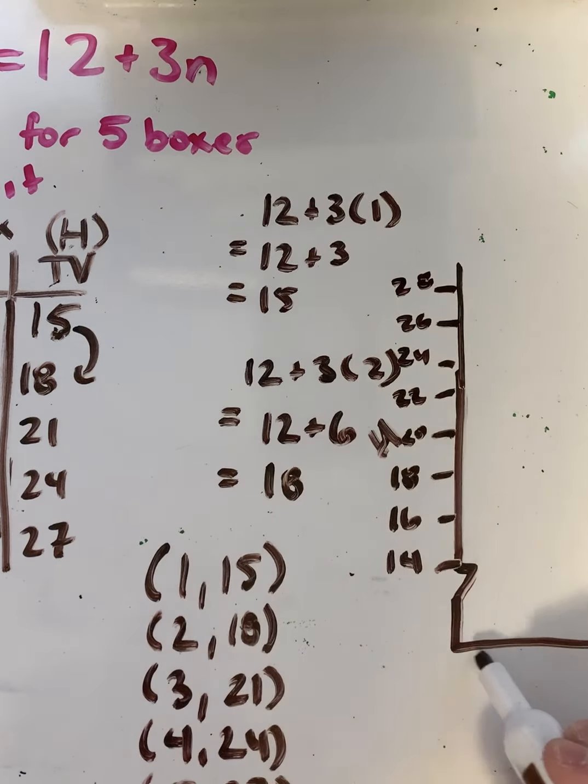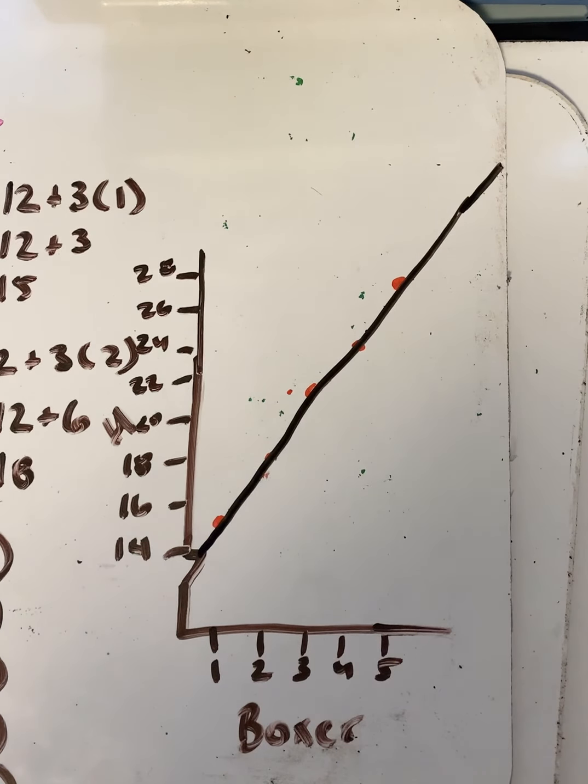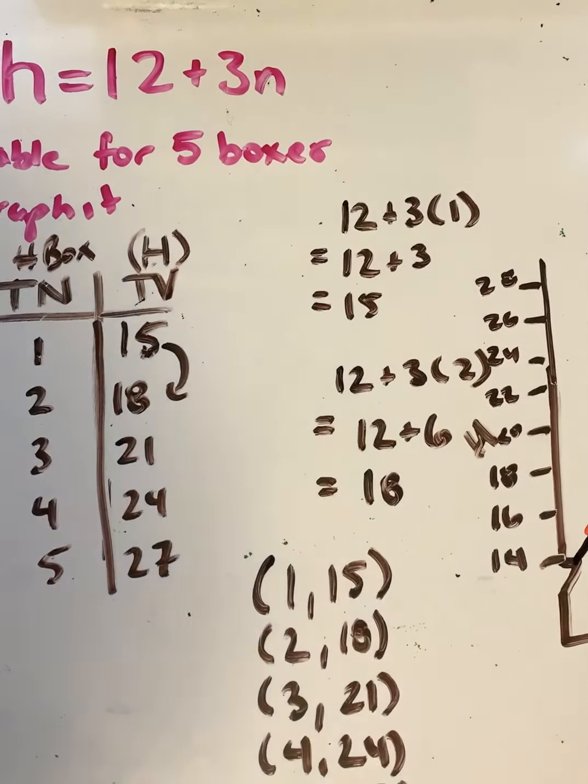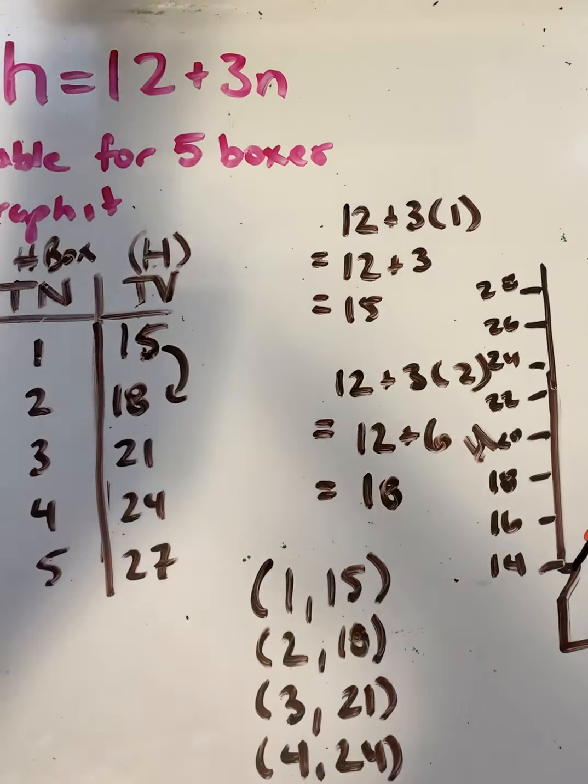Let's plot them out. So 1 is at 15, 2 at 18, 3 at 21, 4 at 24, and 5 at 27. And then I could simply draw a line through it, and if I've done it correctly, it would show, if I continue to go up and across, where 6, 7, 8, 9, 10 at the bottom would go. Okay, so that's kind of getting us started with this knowledge section.